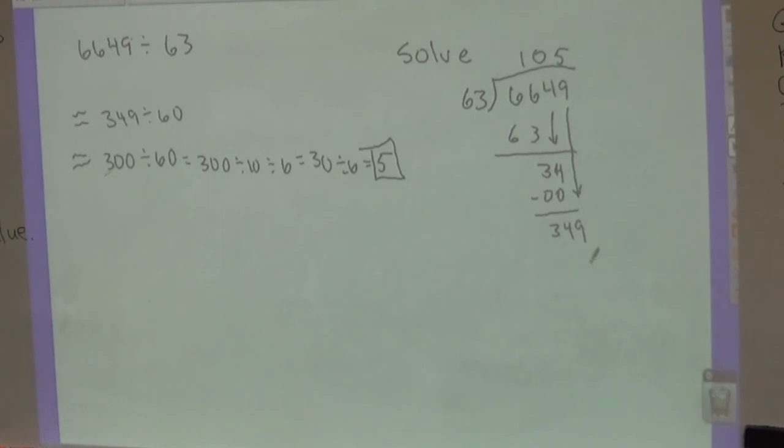5 times 3 equals 15. Carry the 1. 5 times 6 equals 30, plus the 1 equals 31. Subtract. 9 minus 5 equals 4. 4 minus 1 equals 3. So our remainder is 34.